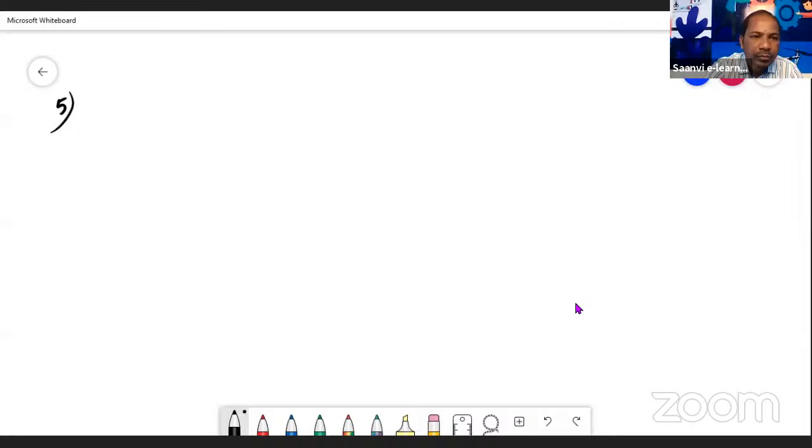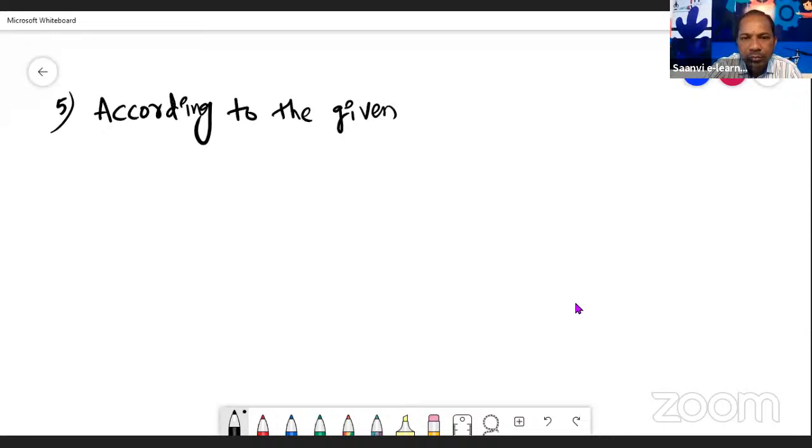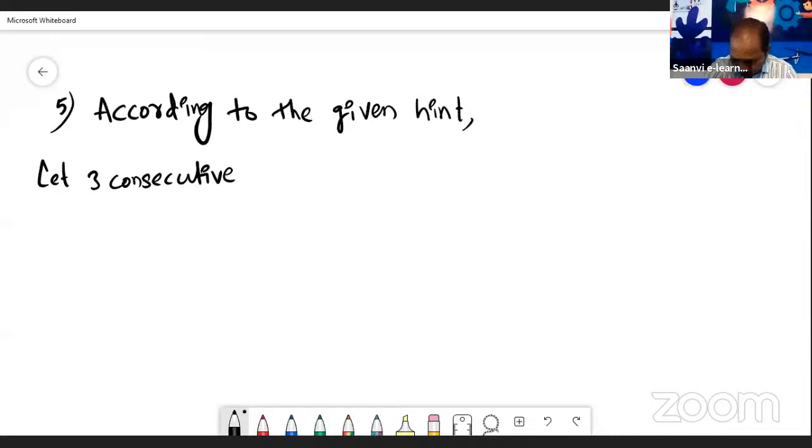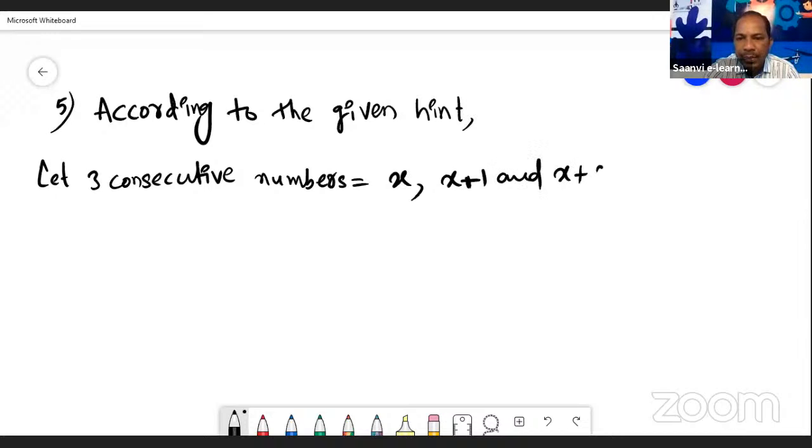Fifth question. According to the given hint, let the three consecutive numbers, meaning serial numbers, be: one is x, one more is x plus 1, and the third one is x plus 2.